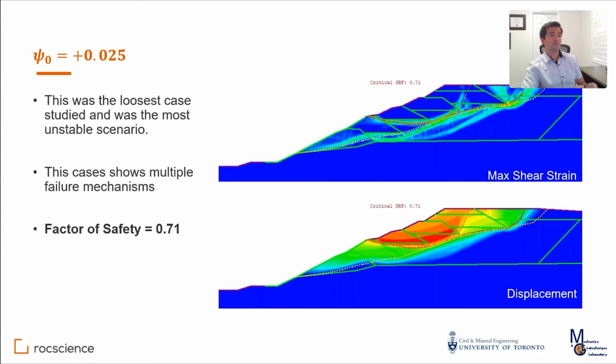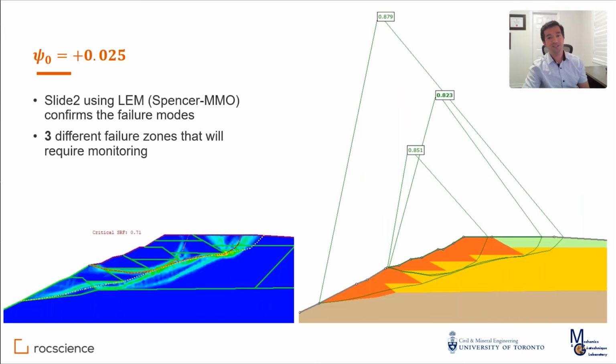Now, this is between the SSR and the Norsand regular simulation. They are confirming each other. To take it one step further, I did the simulation again in Slide 2 as well. Slide 2 is our limit equilibrium method analysis tool.